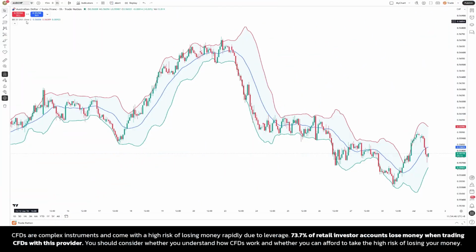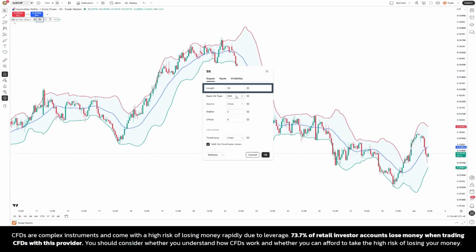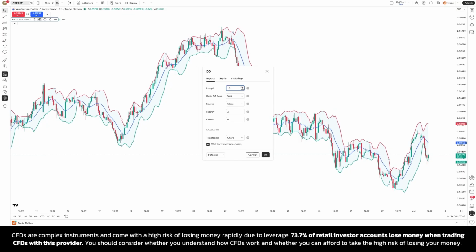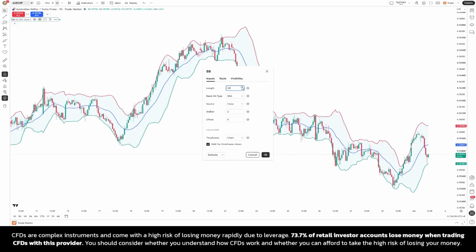The settings also change the behavior of the indicator. The length controls the moving average period used for the basis line. A shorter length makes the bands react faster, but it can also make them more sensitive to noise. A longer length smooths the reading, but it may react more slowly.